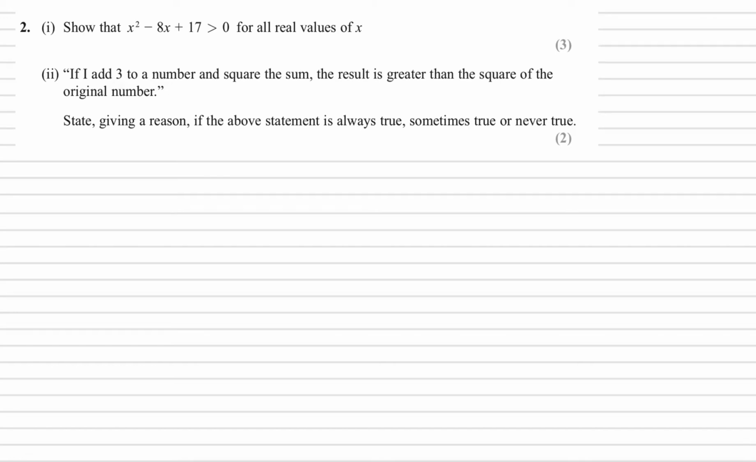Hi. So for question 2, part 2, we are told, if I add 3 to a number and square the sum, the result is greater than the square of the original number. State, giving a reason, if the above statement is always true, sometimes true, or never true. Okay, so we've got a small 2-mark question here at the end of question 2 to finish it off.